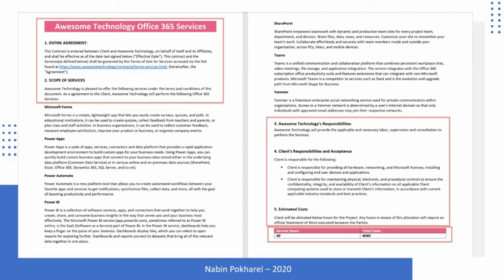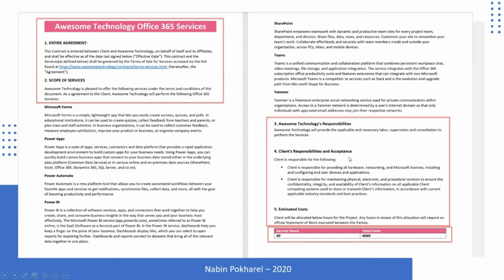That is a technology vendor, and it provides service on different Office 365 applications such as Microsoft Forms, Power Apps, and so on. So it will be between the client, whoever the client is, and awesome technology. Based on the selection, they fill in whichever technology they need help with. If they need help with Microsoft Forms, then Microsoft Forms and its details are populated. If they select all the technologies, then we will see all these contents in the contract form.